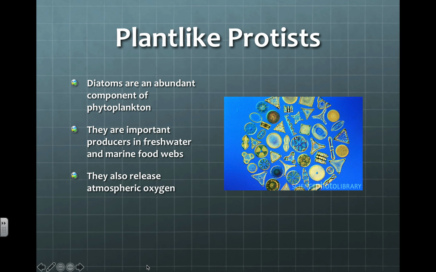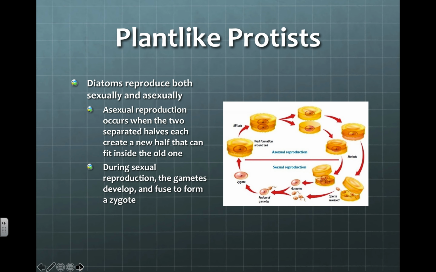And you can see over here to the right, they're very cool when you look at them underneath the microscope because they've got all kinds of different shapes. The pinnate ones tend to be more triangular, and the centric ones are more round in shape. And of course, we know that this is a huge food source for a lot of the aquatic animals.